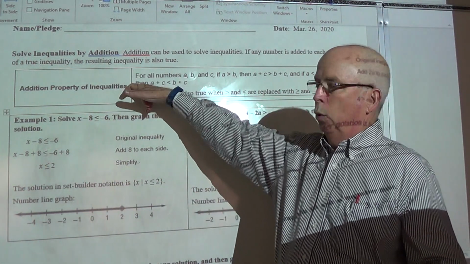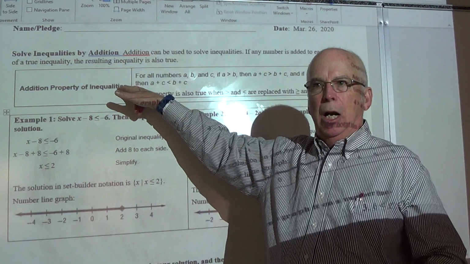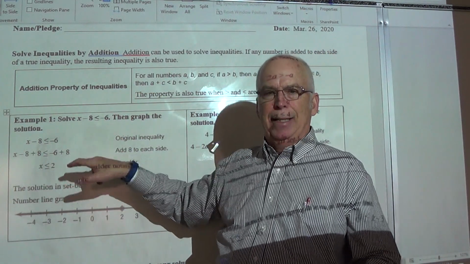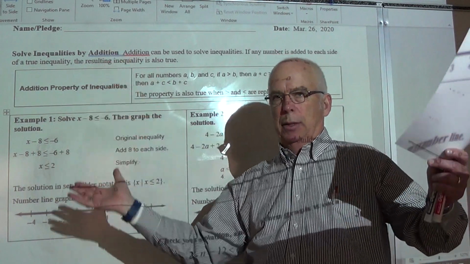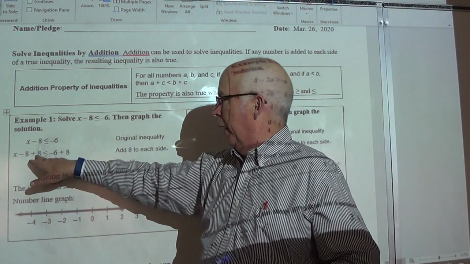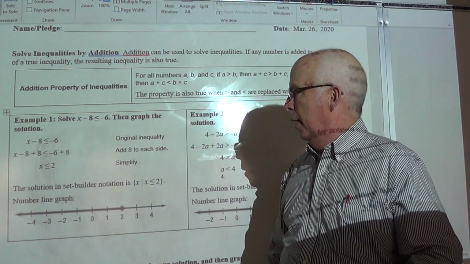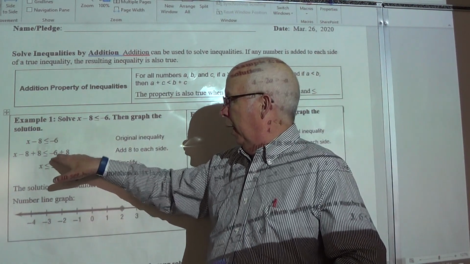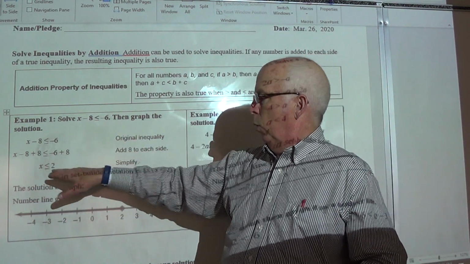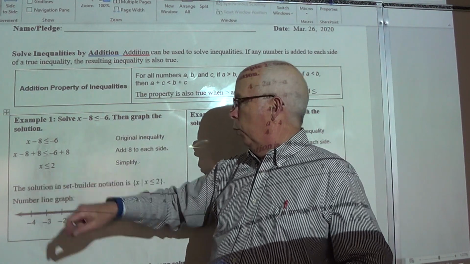But remember, this rule in kind of generic terms means whatever I do to the left side, I've got to do the exact same thing to the right side. That keeps it in balance. That's why it's the addition property of inequalities. So if I add 8 to this side, I add 8 to this side, and I end up with negative 6 plus 8, which is a positive 2. So the solution to this inequality is x is less than or equal to 2.